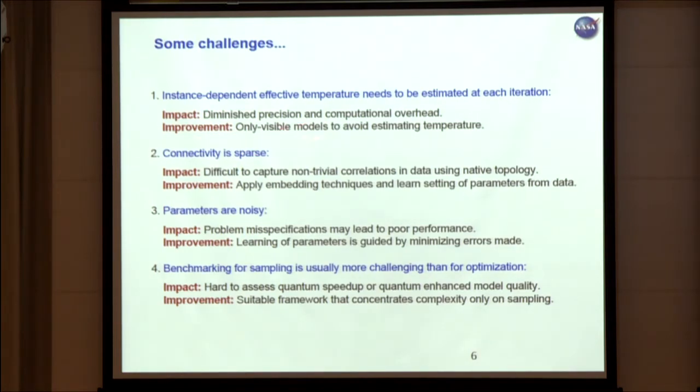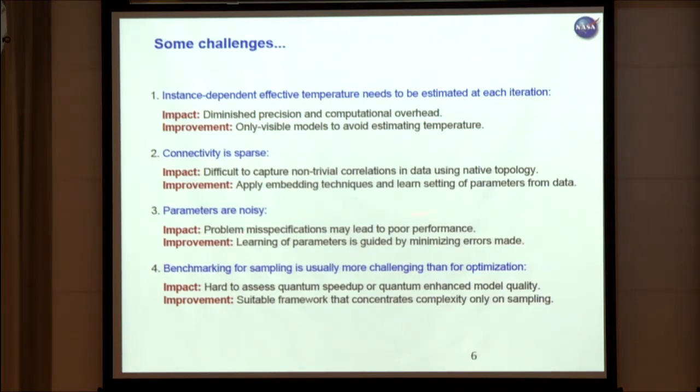With the approach that we have here, we only have visible variables, as I described, so we don't need to estimate that temperature. The connectivity of the state-of-the-art hardware is sparse, as you know very well. In machine learning applications, this makes it difficult or perhaps impossible to capture non-trivial correlations in real data sets. So, instead of using the native topology, we use embedding techniques, like in the two talks before, to produce arbitrary pairwise interactions. And then we still have the parameter setting problem, which is how to optimally pick the value of those additional parameters. We learn those parameters too using data.